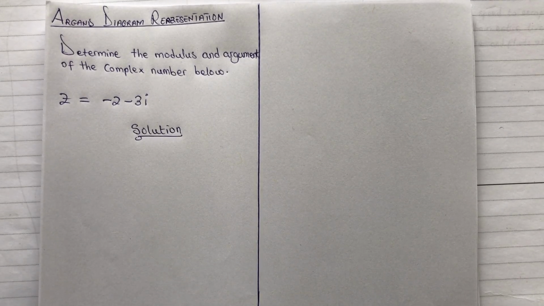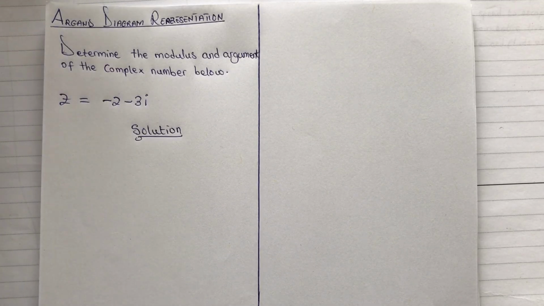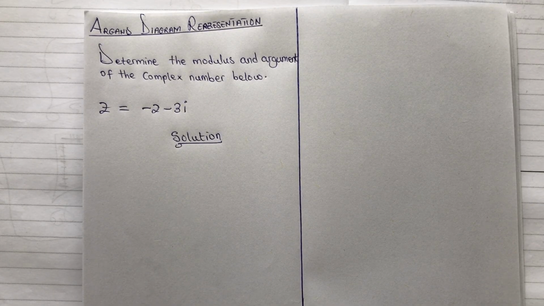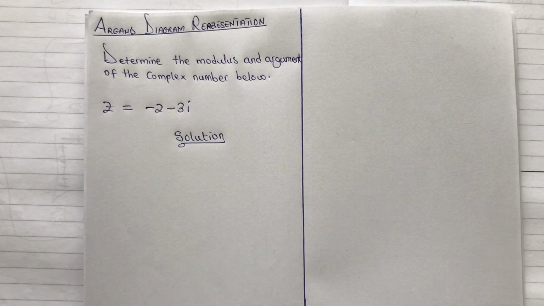In this video, I'll be representing the complex number z equals -2 -3i on the Argand diagram. Look at this very carefully and know how to derive the modulus and the argument. So let's see what we have today. Now, since the complex number has already been given, there's no need for us to do any calculation. We already have it here. So we need to draw this on the diagram.